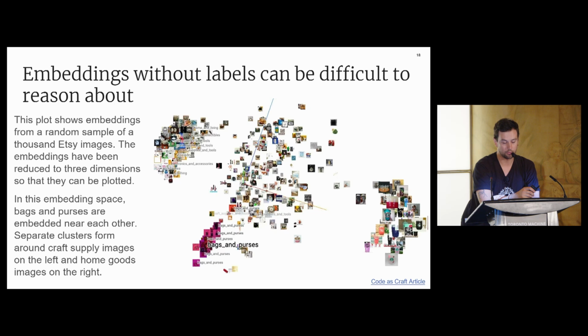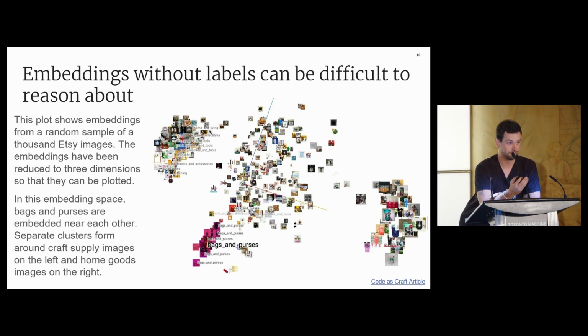This plot just shows a random sample of 1,000 Etsy images and the embeddings reduced to 3 dimensions so we can actually plot them out. So there are different groups labeled here that were probably arbitrarily decided. For instance, we can see bags and purses down there in the corner have been clustered together based on the similarity of their embeddings. But that's not really a useful way to go about things at scale.